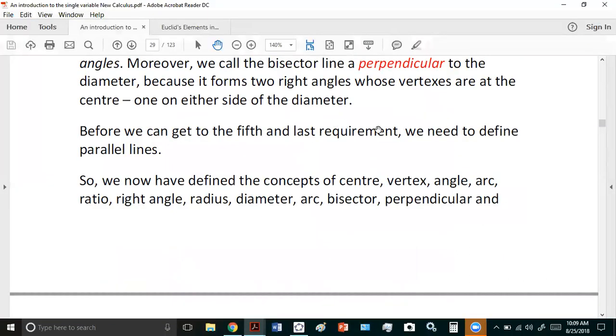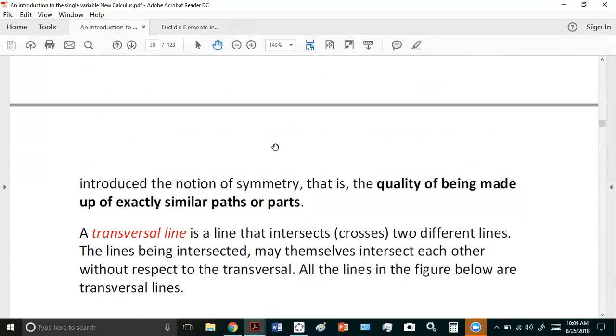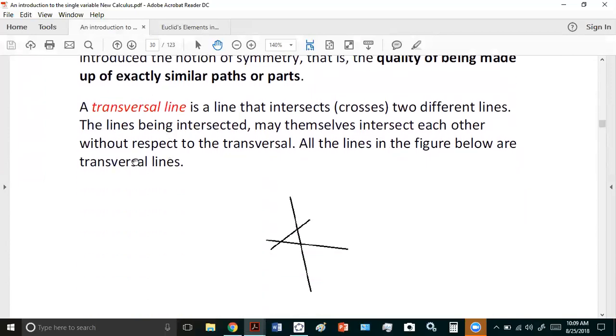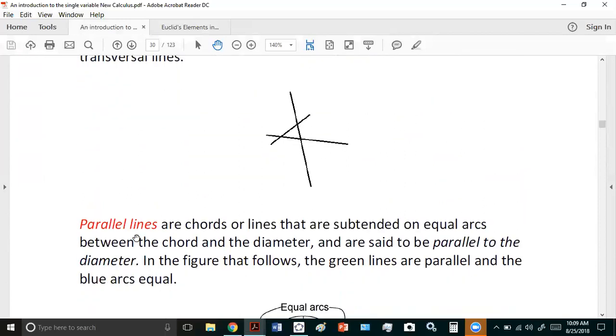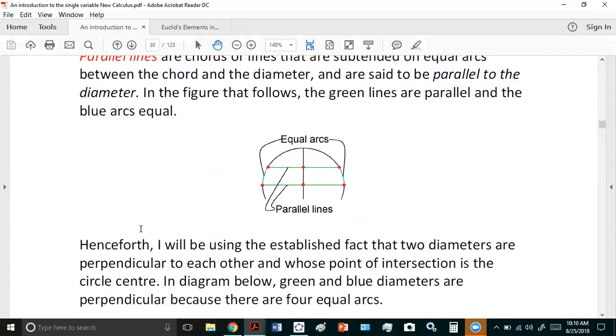concepts. So we need to define parallel lines, and you also need to know the concepts of vertex, angle, arc, ratio, right angle, radius. All these have to be defined first, and I do that for you. I show you what is a transversal line from scratch, and then finally we get to parallel lines. So parallel lines are chords or lines that are subtended on equal arcs, equal arcs from the center.